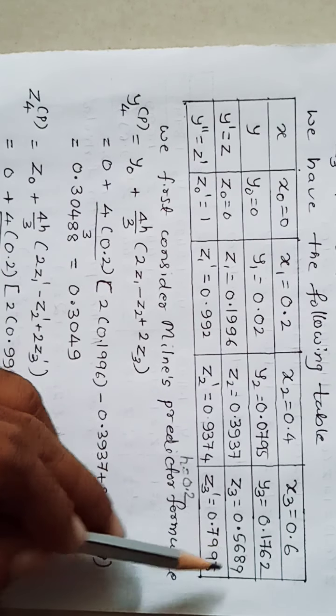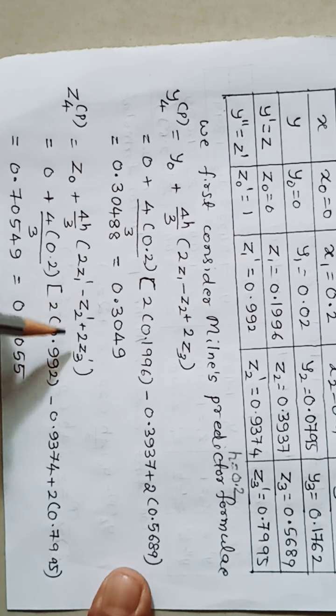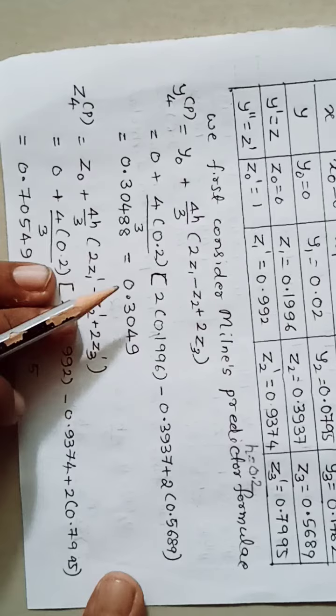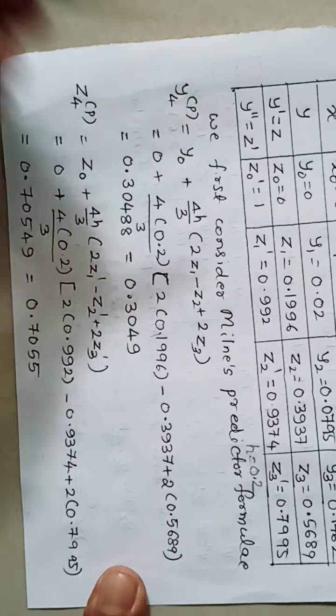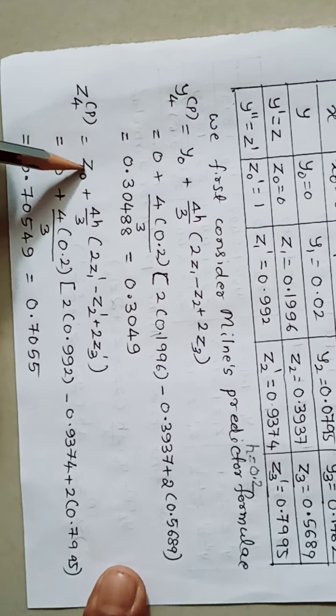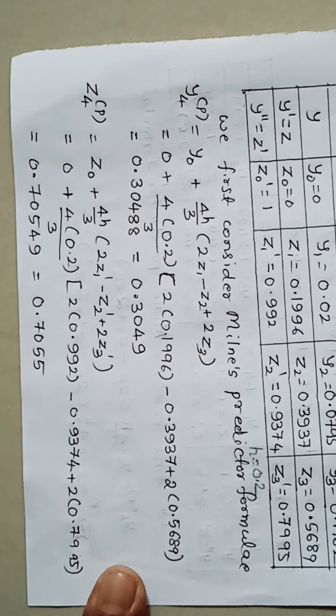Next z4 of p formula again the same. Z4 of p, z0 in place of y0, z0 plus 4h by 3 times 2 z1 dash minus z2 dash plus 2 z3 dash. So inserting the values, z0 is equal to 0 and putting the values 4 into 0.2 divided by 3 times 2 z1 dash and so on, we are going to get 0.70549, that means 0.7055.